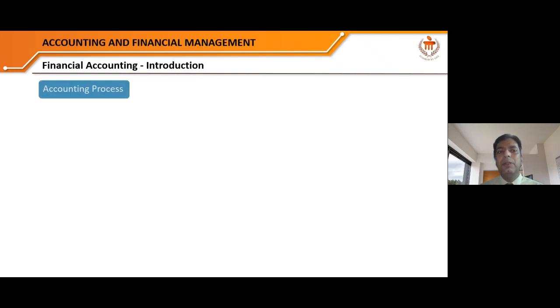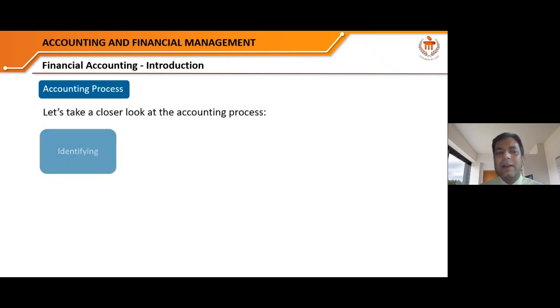We move to the accounting process. Now how does the accounting process look like? The accounting process starts with identifying. What do I identify? I identify the transactions. I identify what needs to be recorded, what can be recorded in my books. As we have discussed in the definition, we can record only those things which can be measured in terms of money. So the first thing we do is identify the transactions which can be recorded.